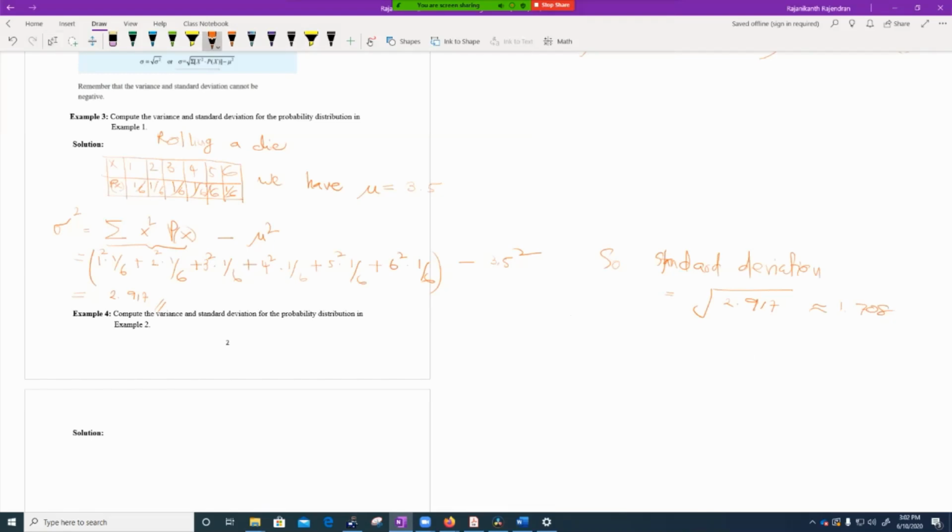So I am leaving this problem as homework. Why don't you try this one and we will discuss it in the next class.